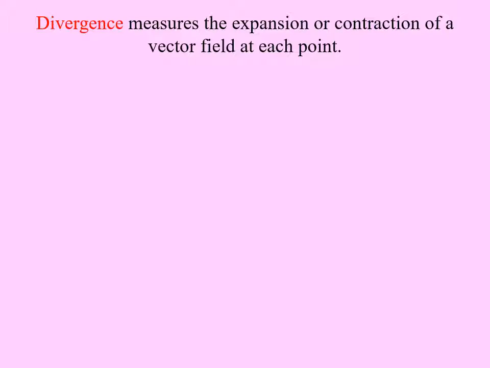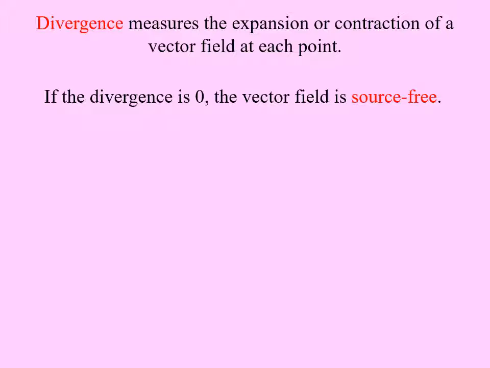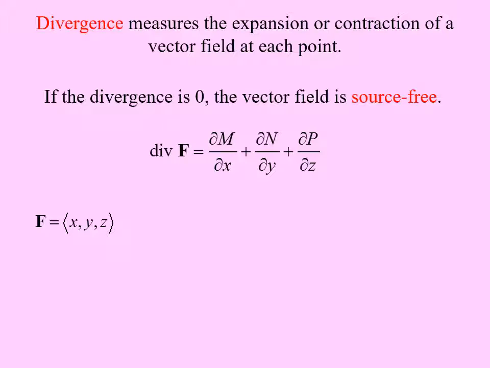So the divergence measures how much we are expanding at each point in a vector field. If the divergence is 0, we call the vector field source free. Here's the divergence. So here's the computation of divergence for the vector field x, y, z. Partial of x is 1, partial of y is 1, partial of z is 1, so 1 plus 1 plus 1 comes out to be a 3. Here's the computation for divergence of this vector field.